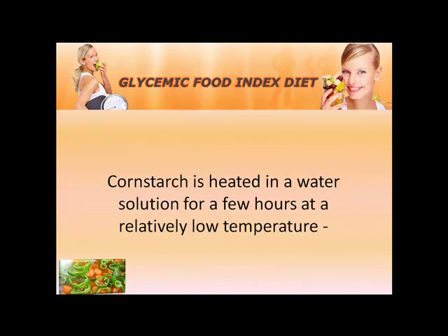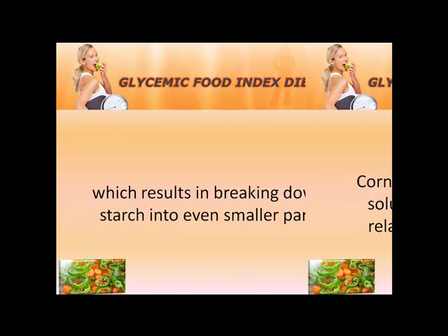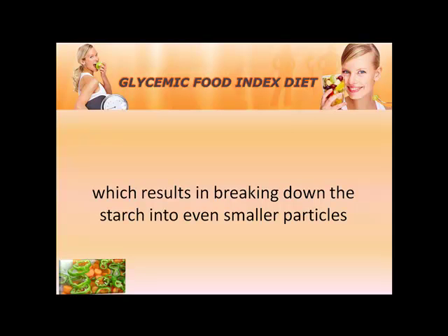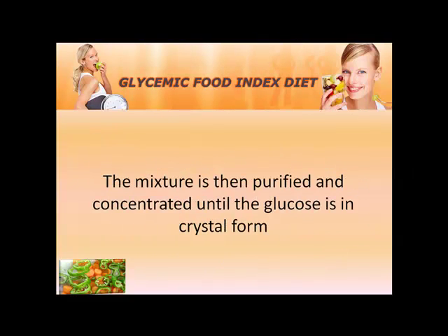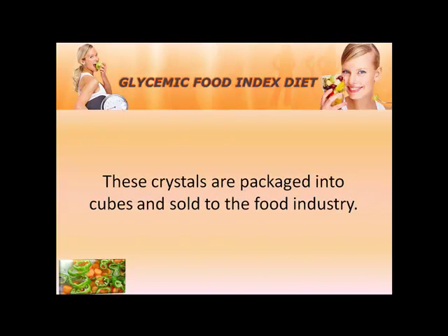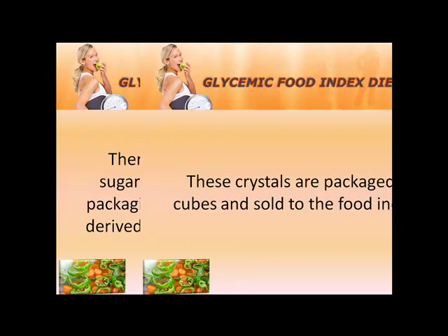Cornstarch is heated in a water solution for a few hours at a relatively low temperature, which results in breaking down the starch into even smaller particles. Then, a common species of fungus is added to the mixture, which promotes the starch to break down to its basic element of glucose. The mixture is then purified and concentrated until the glucose is in crystal form. These crystals are packaged into cubes and sold to the food industry.